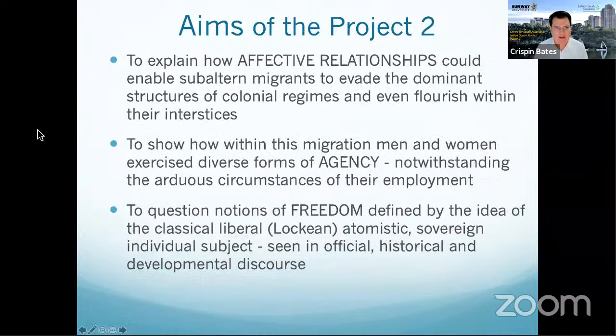Finally, we wanted to inquire into the role of affective or personal relationships and how these could enable subaltern migrants to evade the dominant structures of colonial regimes and even flourish within their interstices. A key element of our argument, therefore, was to show how within these migration streams, men and women exercised diverse forms of agency, notwithstanding the arduous circumstances of their employment. And out of that came a questioning of the notion of freedom, defined by the idea of the classical liberal Lockean atomistic sovereign individual subject, who features so much in official historical and developmental discourse, but who, I would argue, is a chimera, a figment of the ideology of modernity, never actually to be found anywhere.